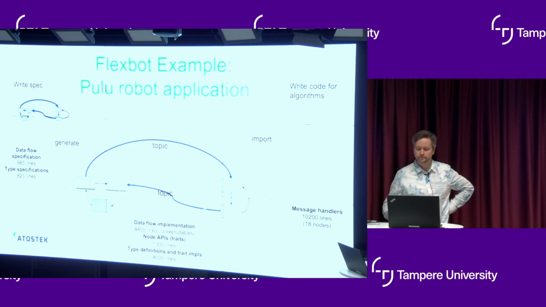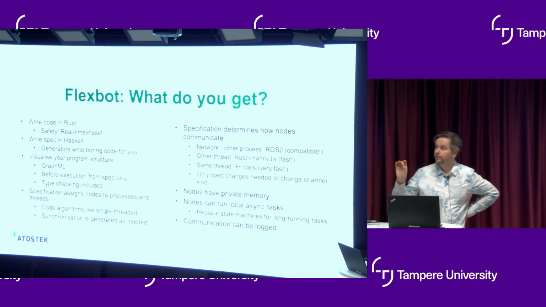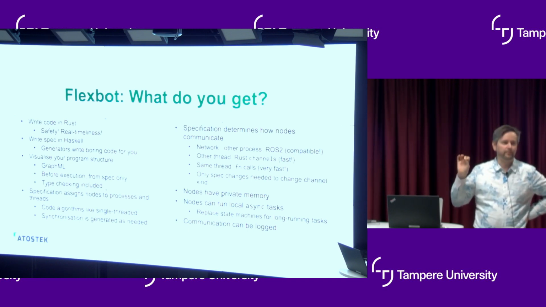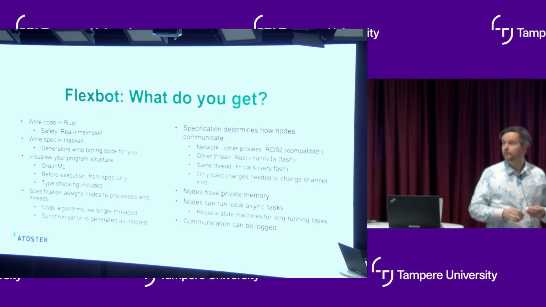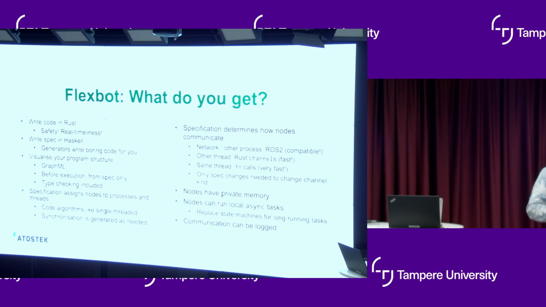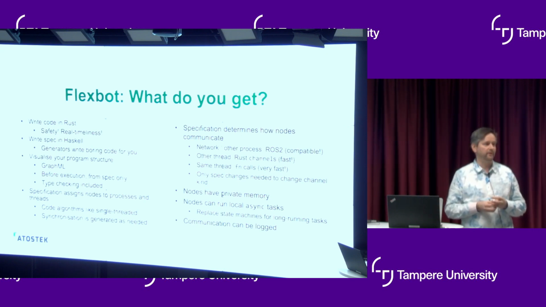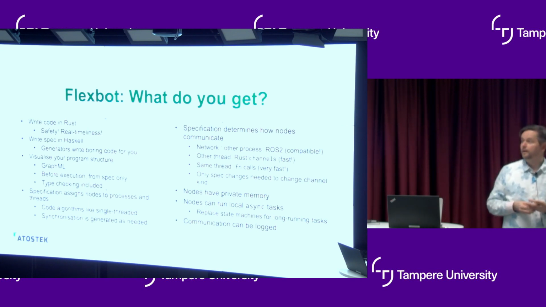And what do we get with FlexBot? So we can write code in Rust, much improved over C++. We get safety, we get real timeliness. That's not a word, I suppose. We get to write the specification in Haskell and it generates stuff for us. We can visualize our program structure, so we can generate GraphML, to which we can use graph layout programs to show what it looks like. And also we can visualize and type check before execution. This is something you cannot do in ROS. Actually, even before programming, you need the spec only.